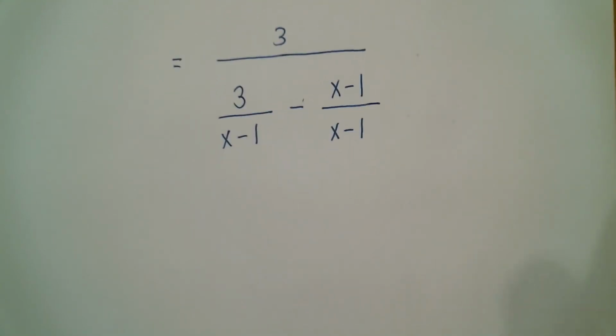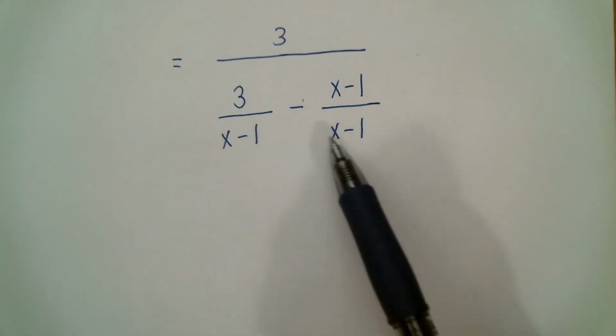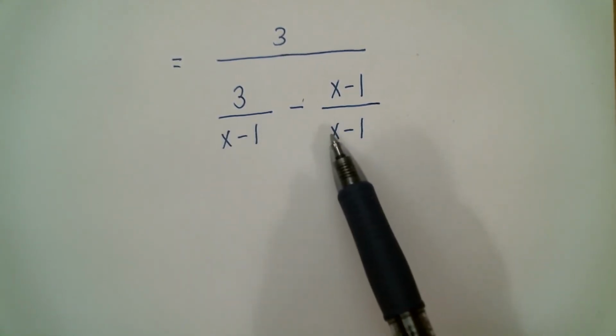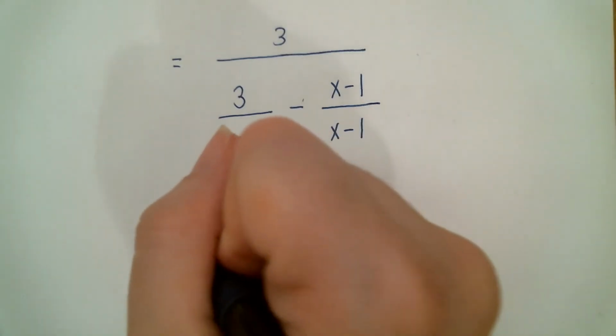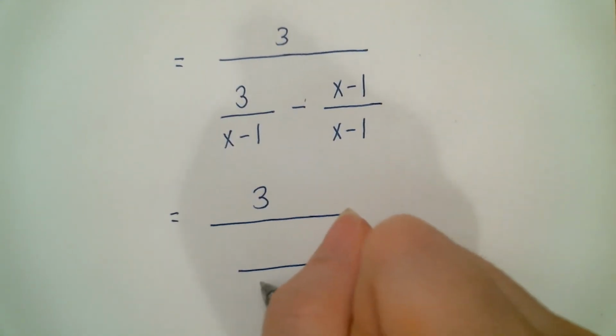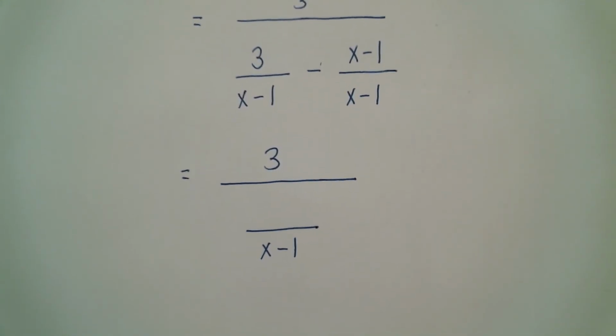All right. So now you're going to subtract these fractions. In order to subtract fractions, you have to have the same denominator. That's why we had to do what we did. Since they now have the same denominator, we can subtract them. We keep 3 in the top. The new denominator, we're combining them into one fraction, will be x minus 1.